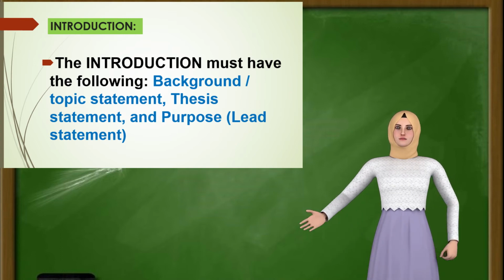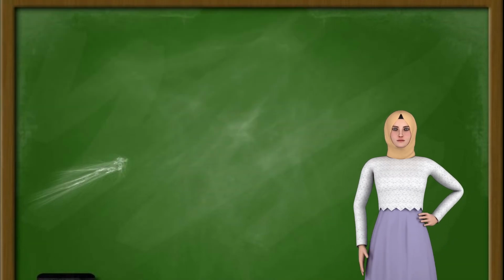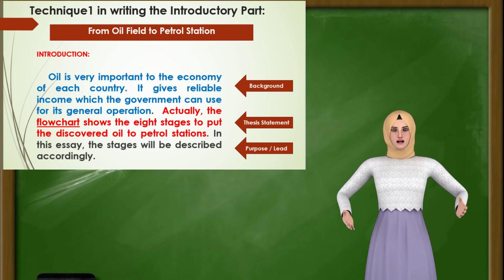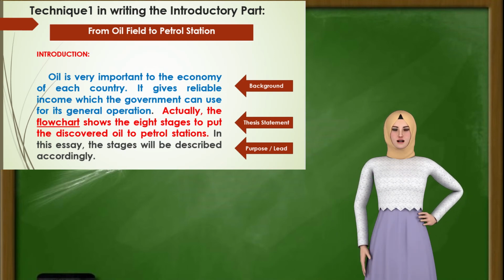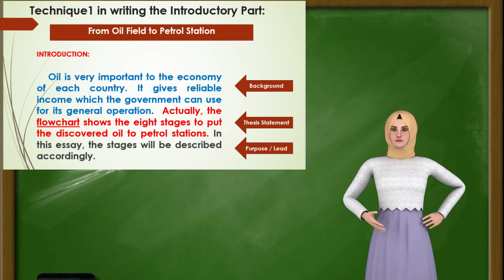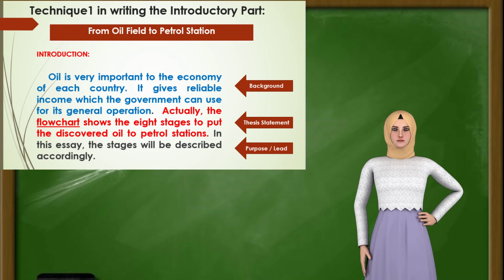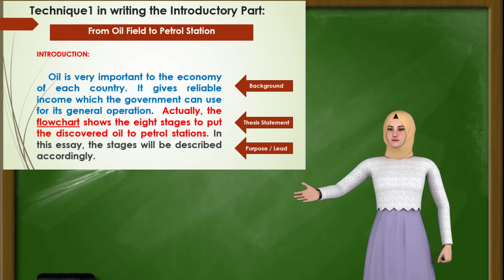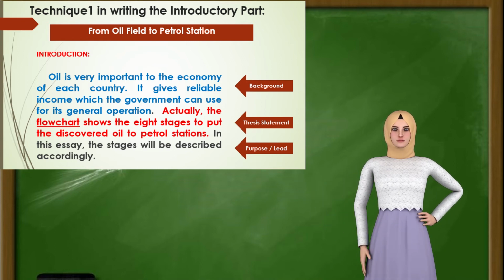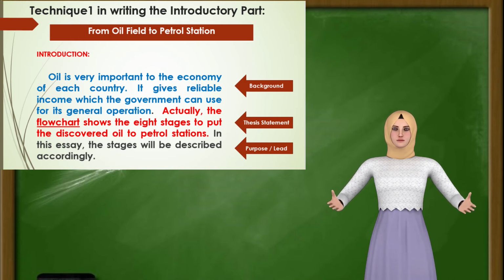Let us have technique 1 using the background, the thesis, and the purpose. Oil is very important to the economy of each country. It gives reliable income which the government can use for its general operation. Actually, the flowchart shows the 8 stages to put the discovered oil to petrol stations. In this essay, the stages will be described accordingly. The labels explain clearly what part it represents.